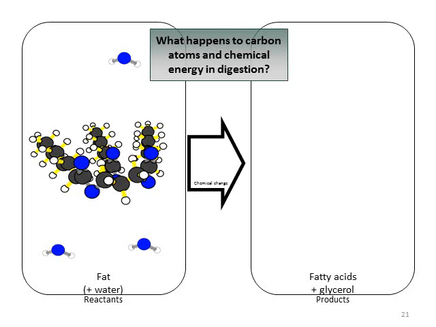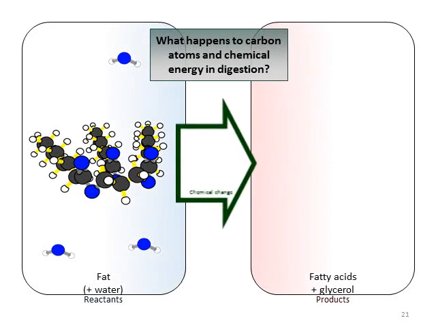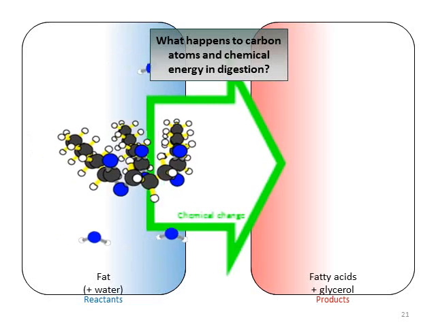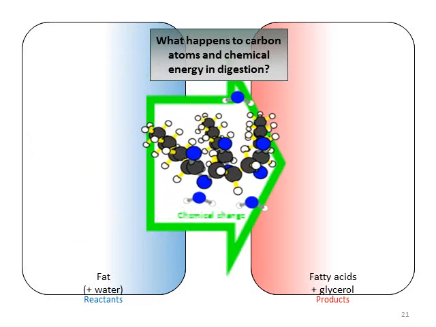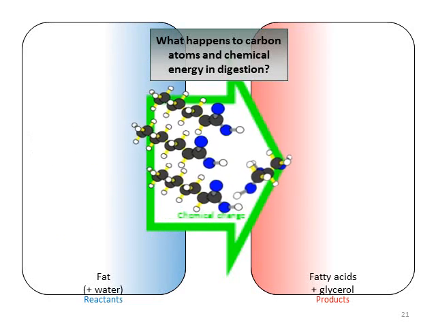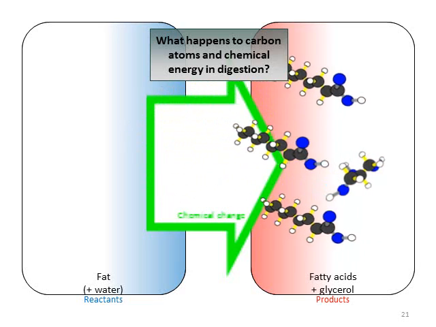All right, here's the animation of hydrolysis of fat. Like before, we can see that the number of carbon atoms stays the same and chemical energy is conserved throughout this change. So here's our fat getting broken down through hydrolysis, breaking apart those water molecules, and we end up with 3 fatty acids and 1 glycerol.